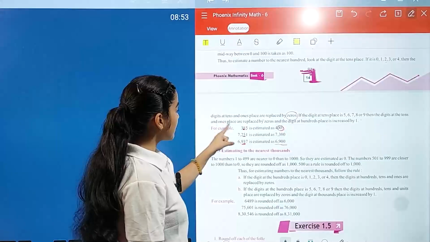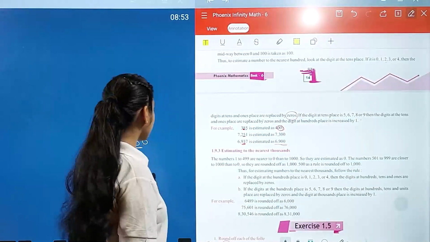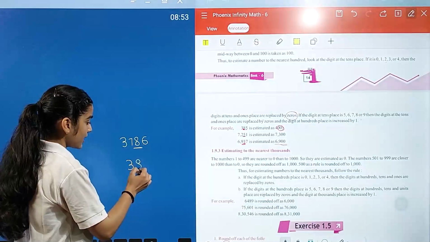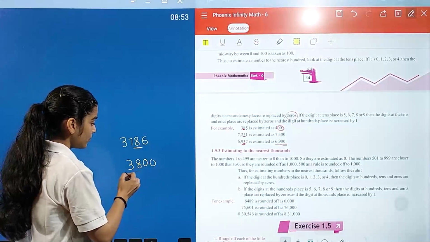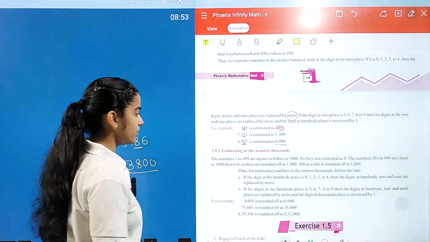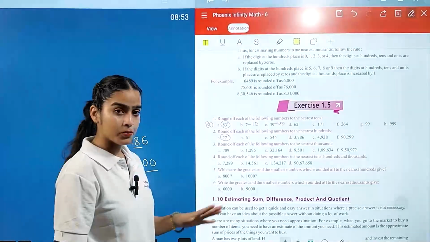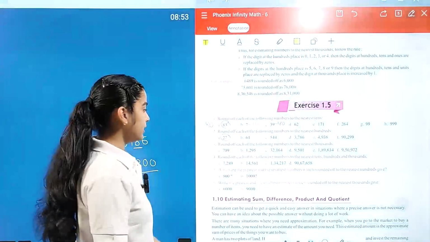Digits at the tens and ones place are replaced by zeros, and the digit at the 100 place is increased by 1. So 7 will be increased to 8, and your tens and your ones would be replaced with zeros, right? So according to that, you have to change it. I hope, students, this is clear to you. These are the two basic rules we have, which you have to follow in this.